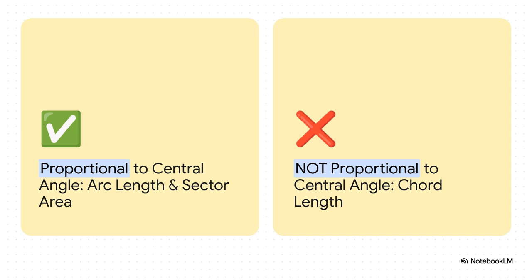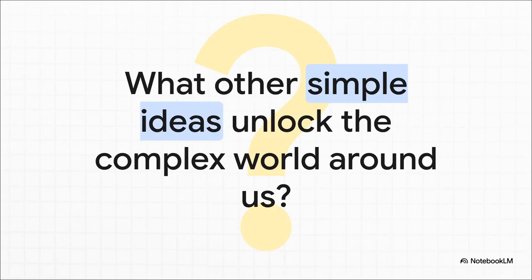So we've seen how one simple rule for a triangle unlocks the secrets of every single polygon, and how the simple idea of a fraction unlocks how to measure any part of a circle. It really makes you stop and wonder, doesn't it? If a simple triangle holds the key to all polygons, what other simple ideas are just waiting out there to unlock the complex world all around us?